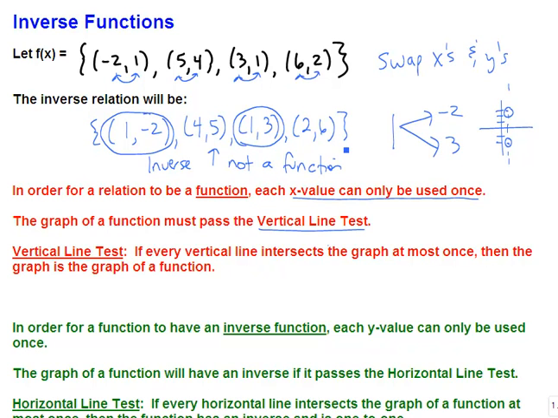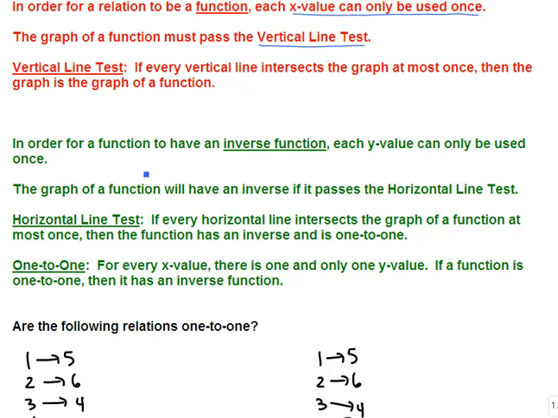So how can you predict ahead of time? If you start off with a function, how can you predict if you're going to get an inverse function back again? How we do that is what's in green here. In order for a function to have an inverse function, each y value can only be used once. Remember, for functions, each x value can only be used once. So in order for the inverse to be a function, each y can only be used once. And instead of a vertical line test, we're going to have a horizontal line test.